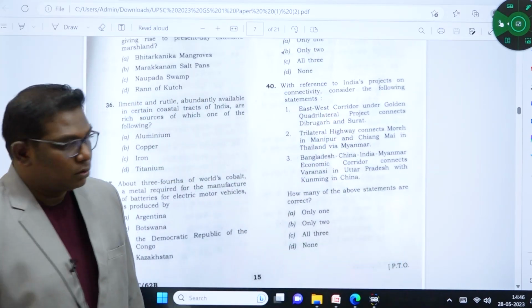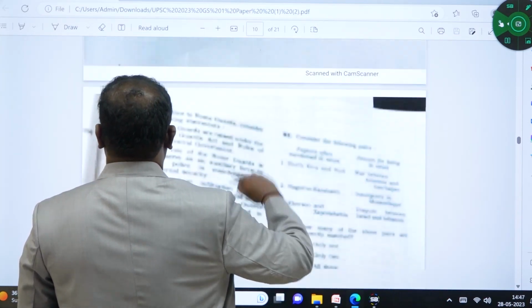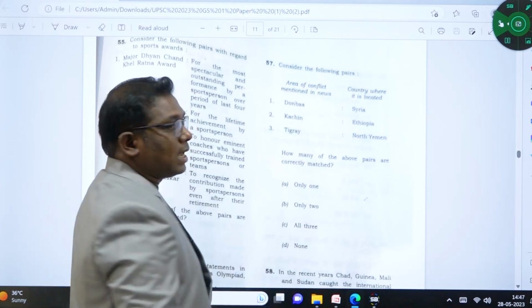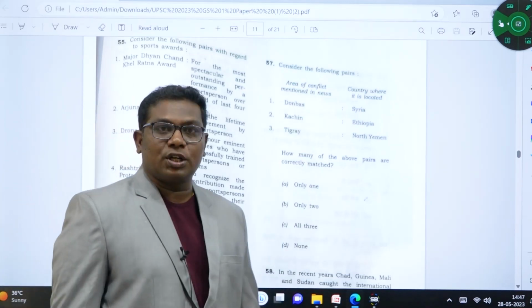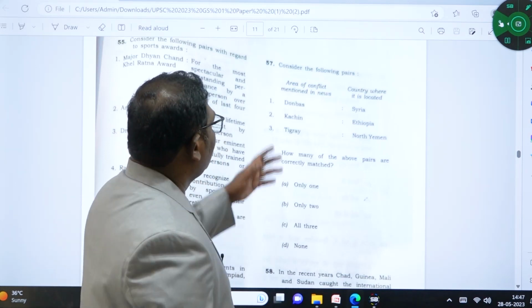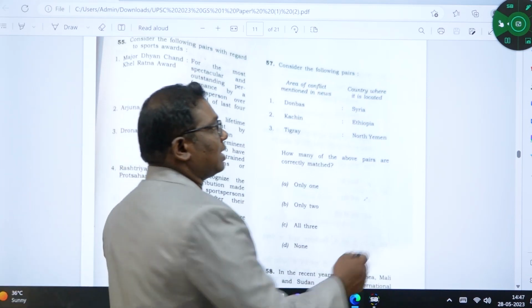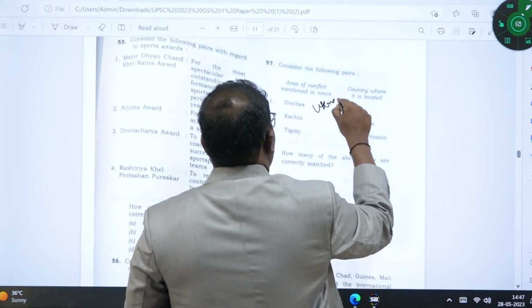And then moving on to the next geography related question, we can see in case of 57. We can see that question in 57. These areas, as part of international relations, geography and geopolitical issues, we used to discuss in our classroom. Donbass was many times in the news. Donbass is located in Ukraine.